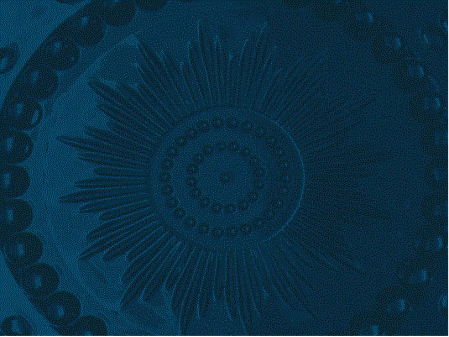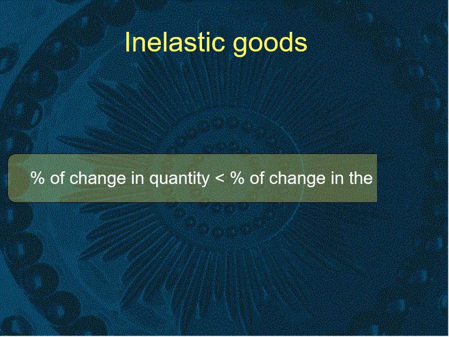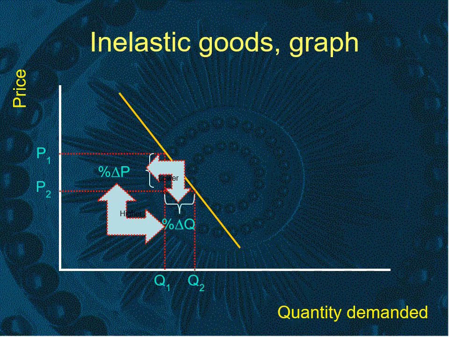On the other hand, the inelastic goods are those with a percentage of change in quantity less than the percentage of change in the price. To illustrate that in the graph, let's assume we have the demand curve as shown in the figure. Look at the change between price 1 and price 2 in terms of percentage. And let's look at the change between quantity 1 and quantity 2 in terms of percentage also. The percentage of change in price is higher than the percentage of change in quantity. So this product is inelastic.